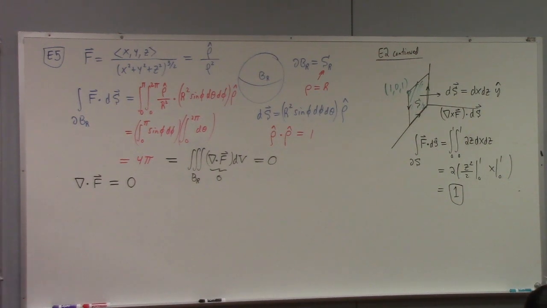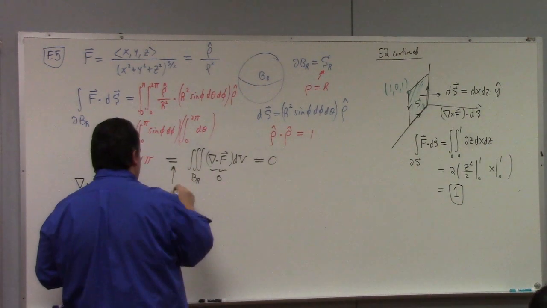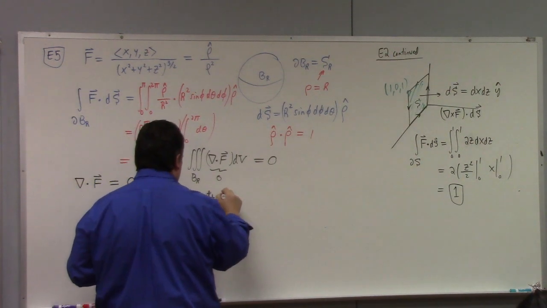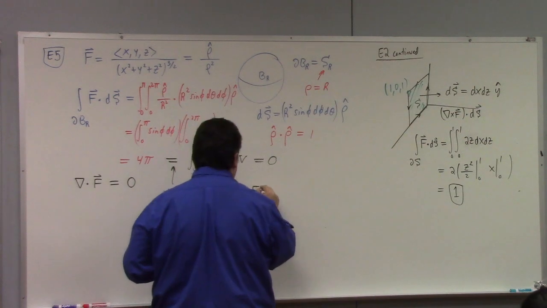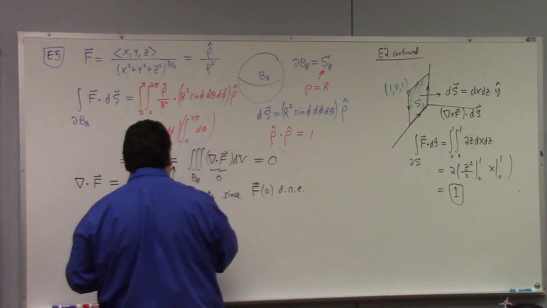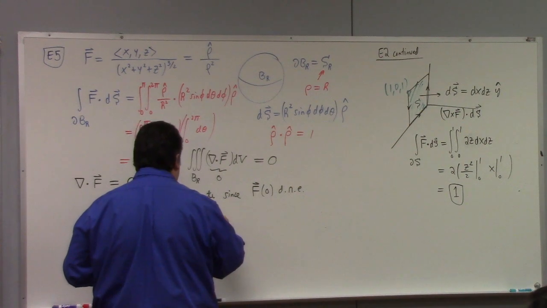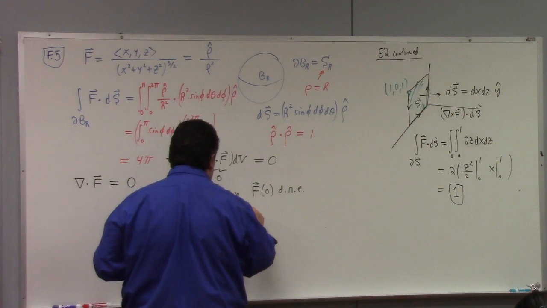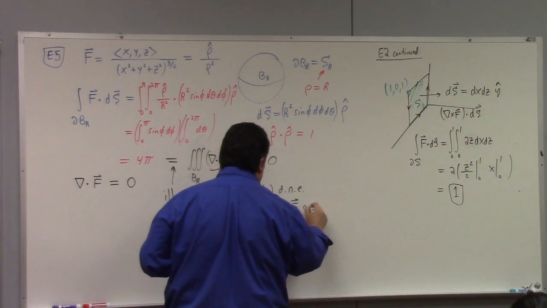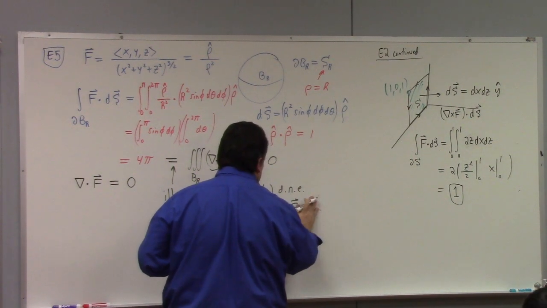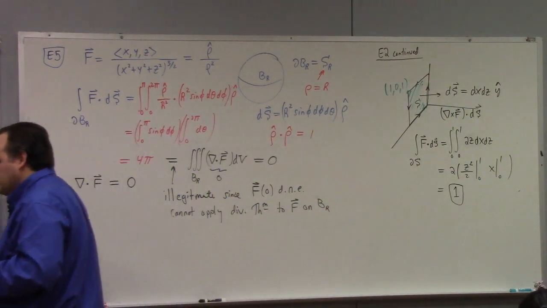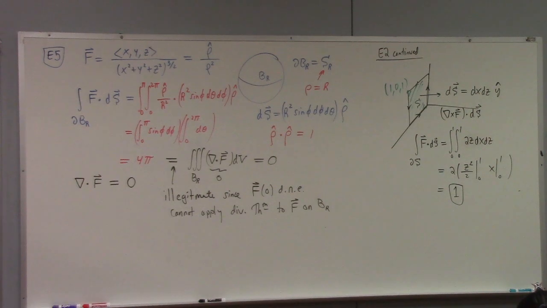So the reason that this is illegitimate, right? Illegitimate, since f of 0 does not exist, we cannot apply the divergence theorem to f on the ball of radius r. Now, what could you do? What could you do?